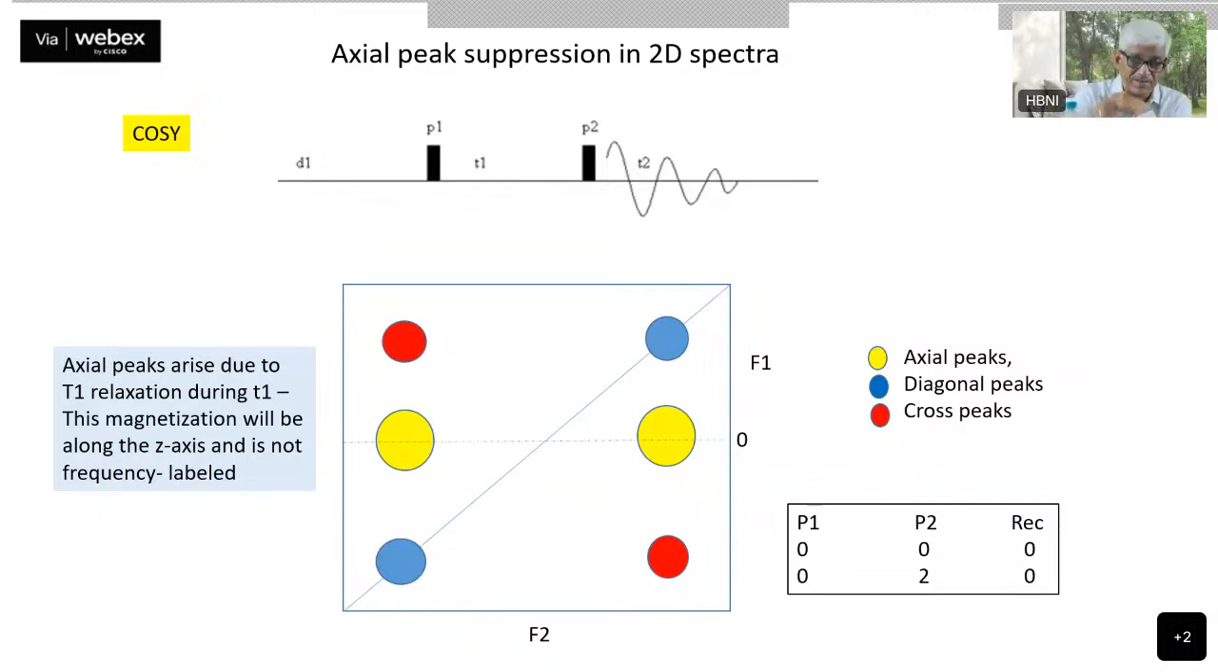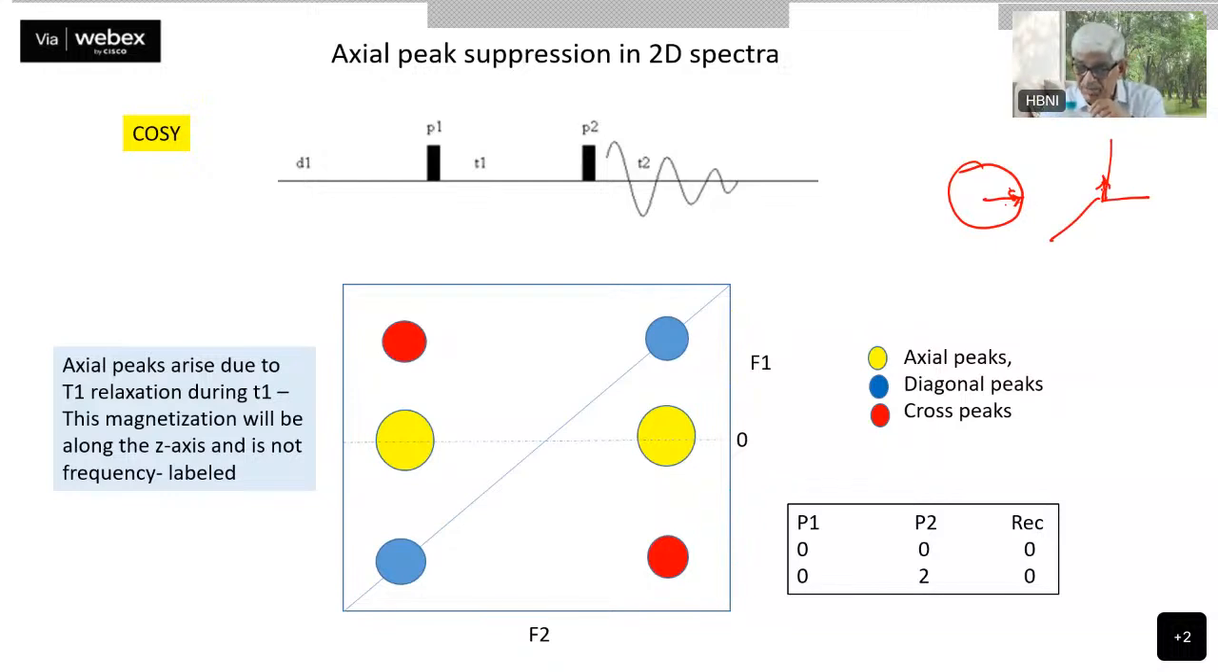We have seen when you apply the first 90-degree pulse, the magnetization comes on the transverse plane. Okay, when I apply the first 90-degree pulse, the magnetization comes here after the first 90. The magnetization is precessing in the transverse plane, and we are manipulating the evolution of the magnetization and calculating the cross peaks and diagonal peaks and things like that. That is during the t1 period. But what happens during the t1 period? There is also relaxation. Some component of the magnetization recovers back to the Z-axis.